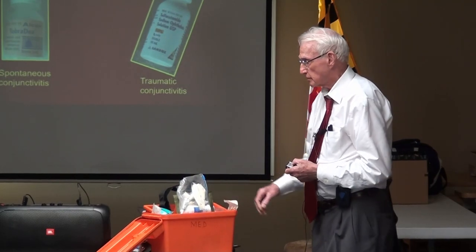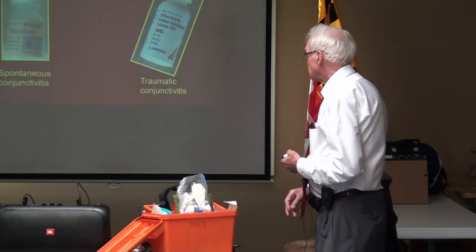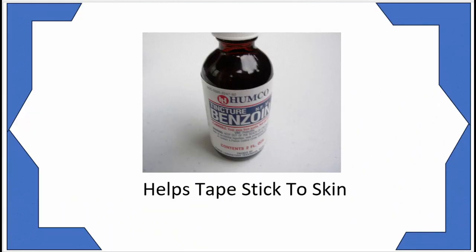A penetrated object in the eye? I'm sorry, what was your question? There's an object in the eye, you wouldn't cover the other eye? Oh, yeah. I see what you mean. He said if there's an object in the eye, you put a cup over. But I don't think Howard told me anything to do with the other eye, but it makes sense if you cover the other eye so they don't swing their eyes back and forth. And then the tincture of benzoin helps the tape stick.